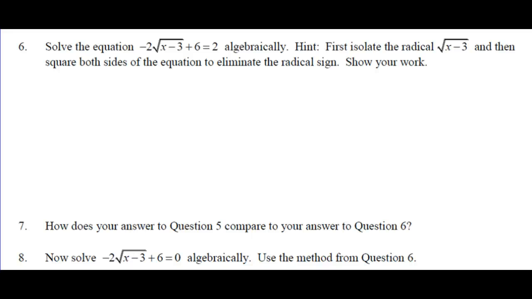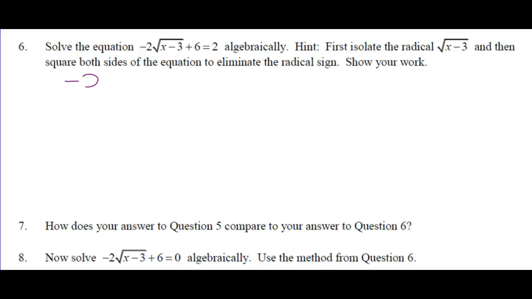Solve the equation negative 2 root x minus 3 plus 6 equals 2 algebraically. Hint, first isolate the radical. So if you're going to solve radical equations, you need to isolate the radical, and then square both sides of the equation to eliminate the radical sign. That hint is not just a hint, you have to do that. If you try to square both sides as they are now, you've got a binomial, and when you square it, you're still going to have a radical, because you're going to multiply that root. You can't just say, let's multiply by the conjugate, because that gets rid of roots. That doesn't work in solving.